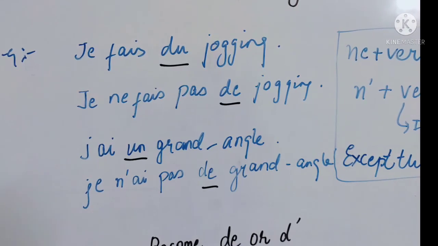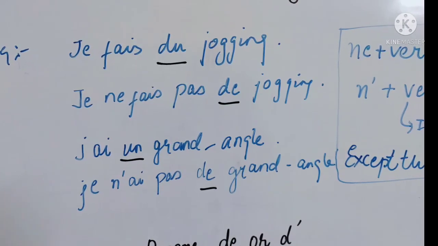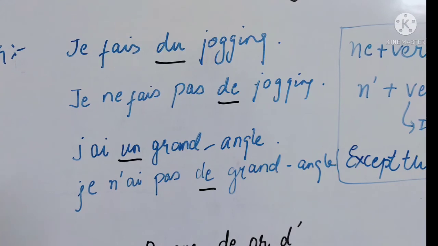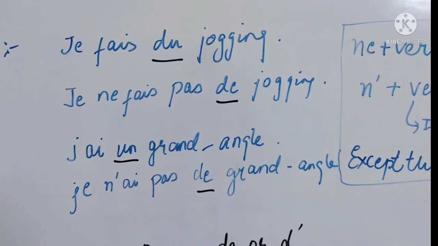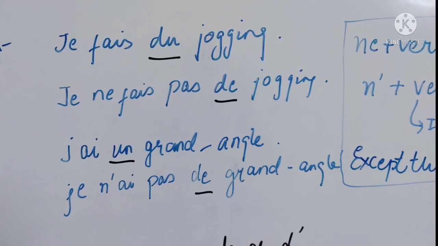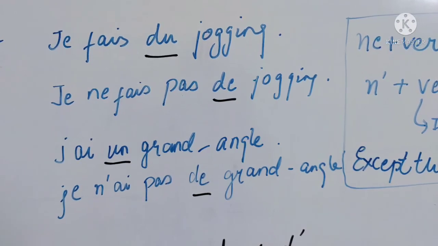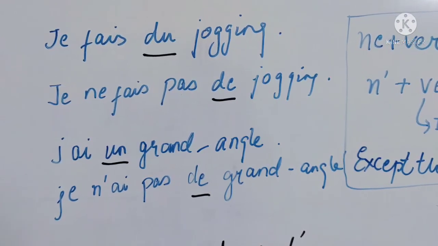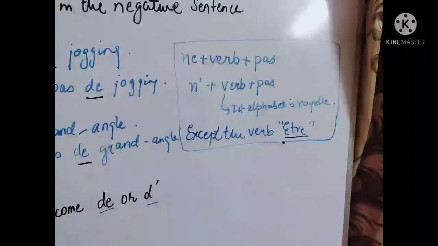J'ai un grand angle. I have a wide angle. Je n'ai pas de grand angle. I don't have any wide angle. Here un means I have a wide angle, but negation means I don't have any wide angle. Now, let's move to another thing.